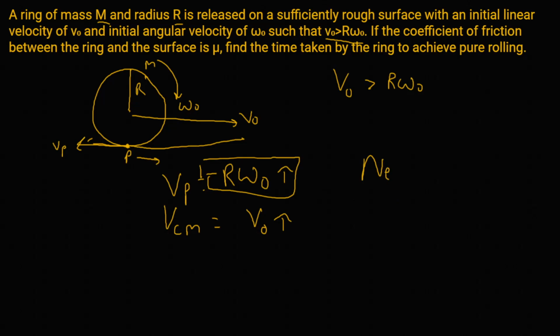So net velocity is towards I cap. So what does this mean? This means that there is forward slipping. The ring is slipping in the forward direction on the floor. Alright, now we have this info. Let us see what we can do about it.